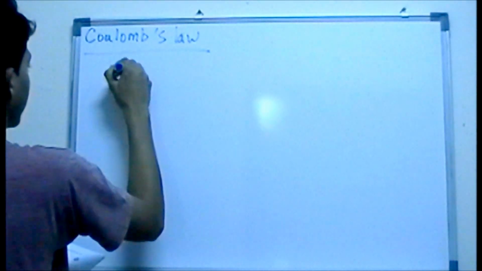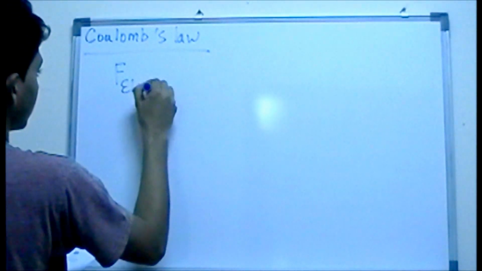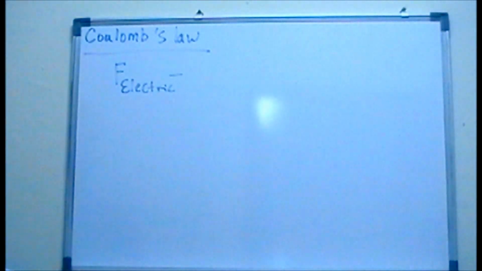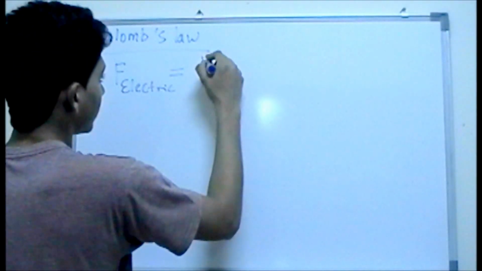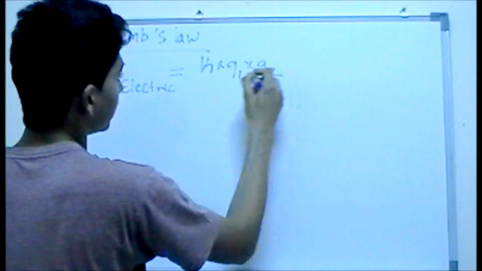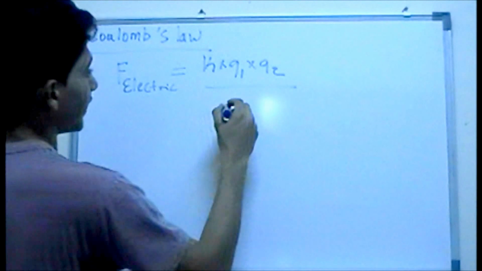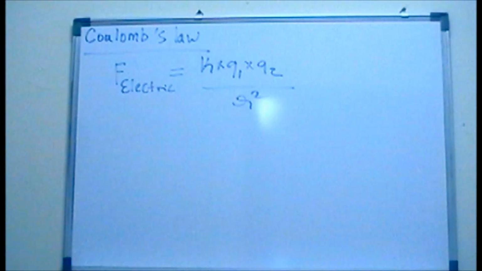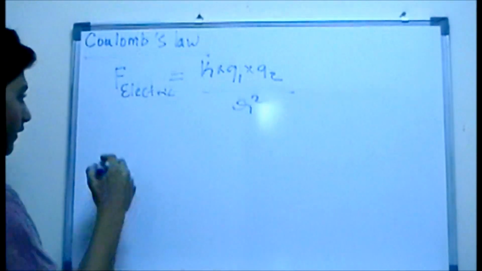Okay, that says that the electric force is equal to K times the quantity q1 times q2, divided by the radius squared. Now let me go ahead and explain all this. Like I said, F is representing the force.